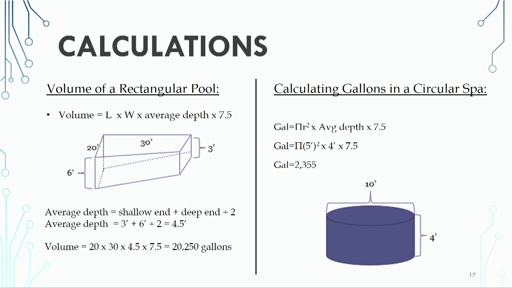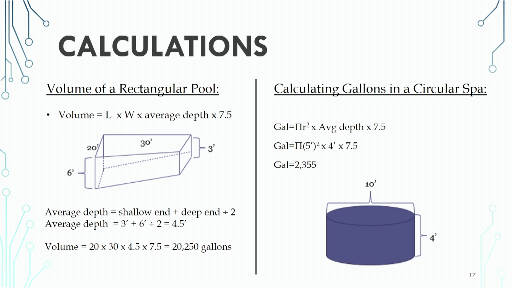On this slide, we have examples of the gallons of a pool using that exact same equation from the previous slide, like I mentioned earlier. For example, for the rectangular pool, you see the volume: you do your length times width times your average depth times 7.5. The average depth of this rectangular pool is found by taking the shallow end and the deep end and dividing that by 2.